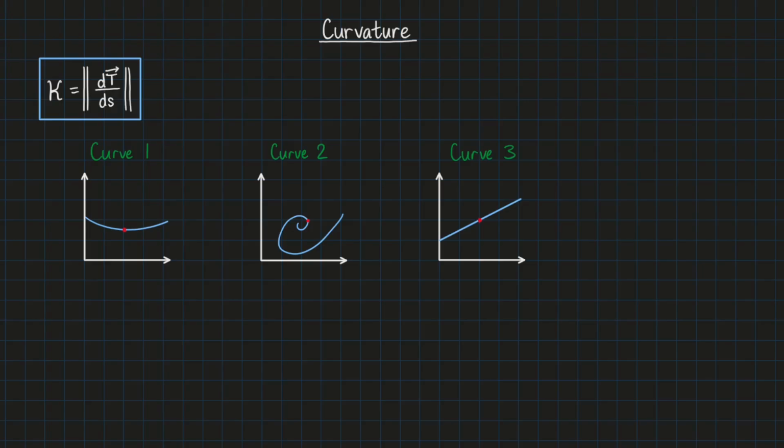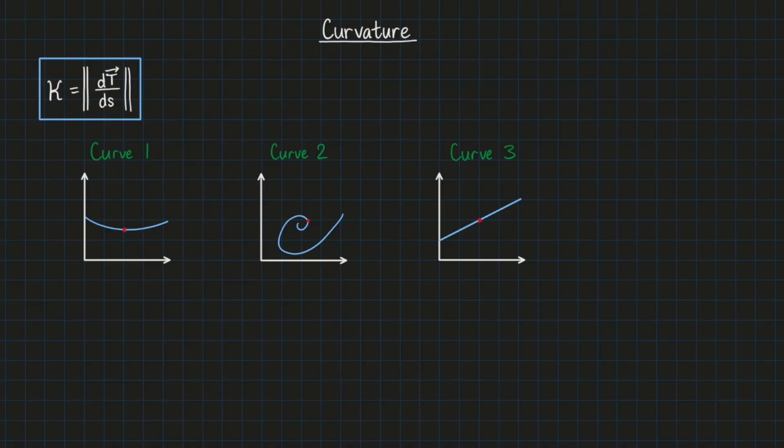This video is on curvature, and this topic continues directly from the content from the last section on arc length and parameterization. To simply put, curvature is the measure of how curvy a curve is, or how sharp the turns are. Looking at the three curves, you may be able to visually tell that curve 2 is more curvy than curve 1, and that curve 3 isn't curvy at all. But how do we mathematically quantify curvature?